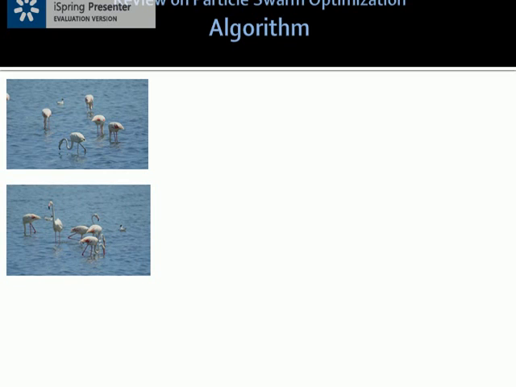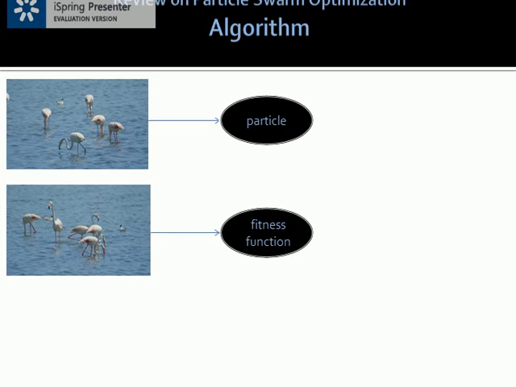In PSO, each single solution is a bird in the search space. We call it a particle. All particles have fitness values which are evaluated by the fitness function to be optimized, and have velocities which direct the flying of the particles. The particles fly through the problem space by following the current optimum particles. PSO is initialized with a group of random particles and then searches for optima by updating generations.